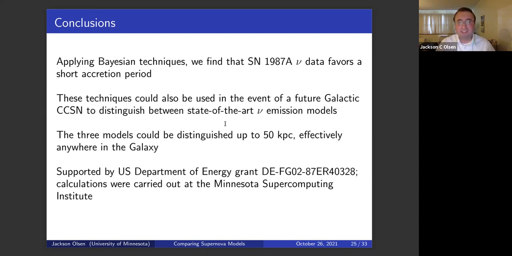Now, you could do this analysis, obviously, for any model for which you have predictions. I've done it for a few others, some of which are more similar than the 3 I considered here. And in that case, this distance gets lowered a bit, but they're still all distinguishable up to at least 25 kiloparsecs, which is pretty good.